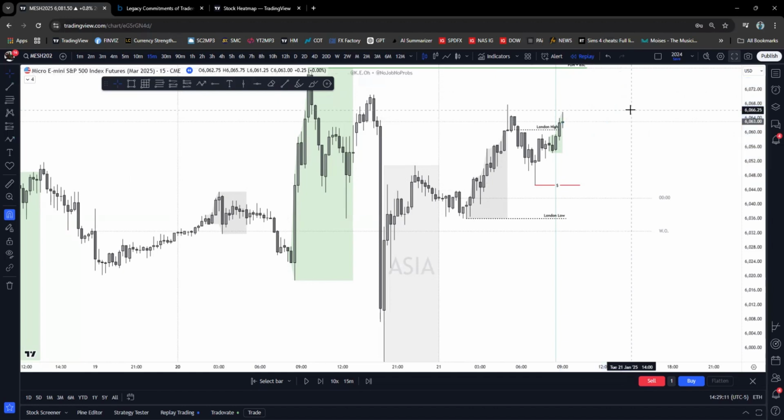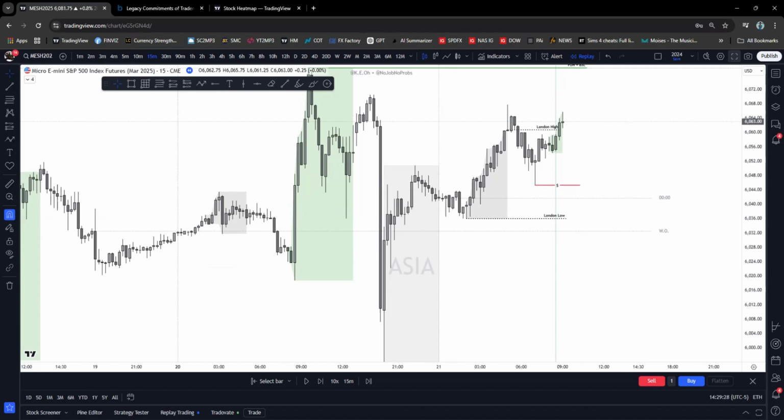So keeping that in mind, price is always likely to retest your entry. So never FOMO. Don't get scared. If the setup is there, trust in your setup, trust in your entry, and most importantly, trust in yourself.